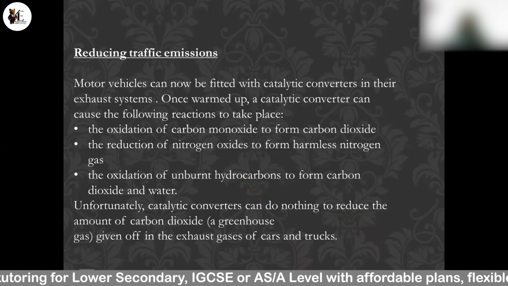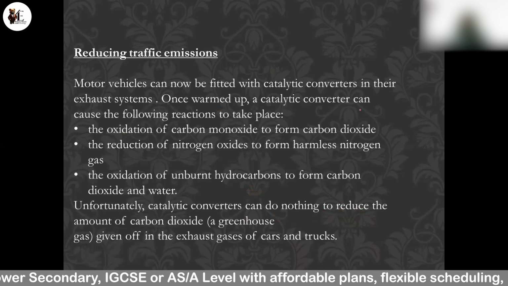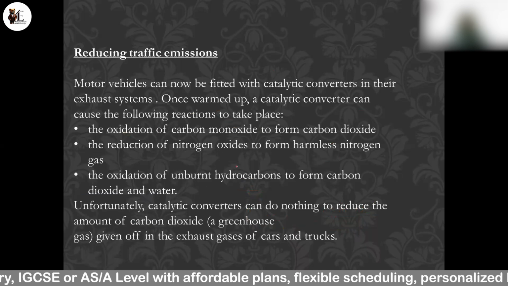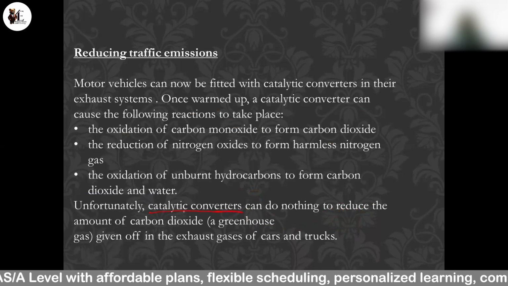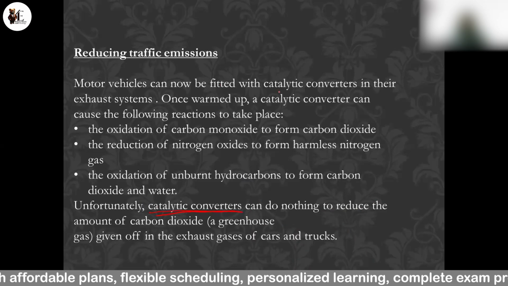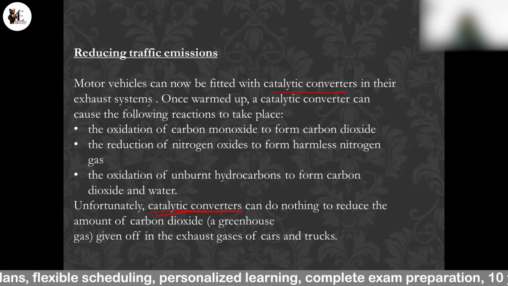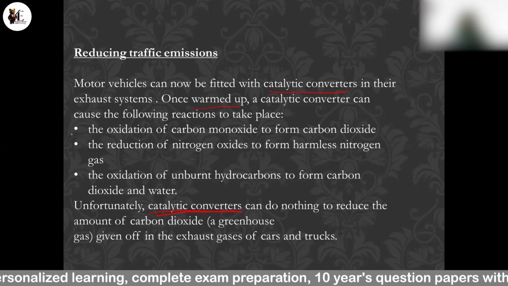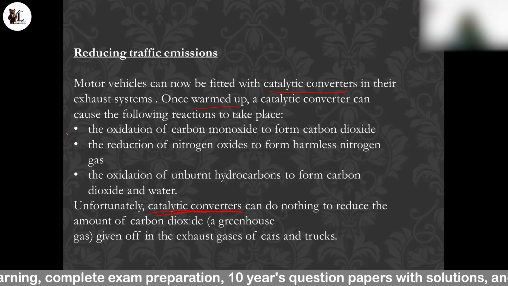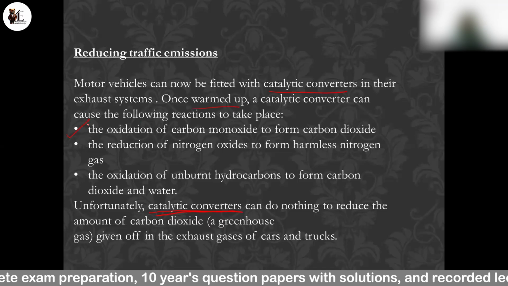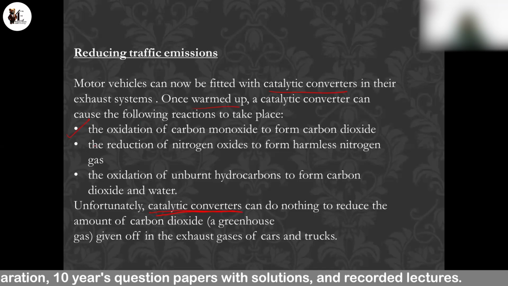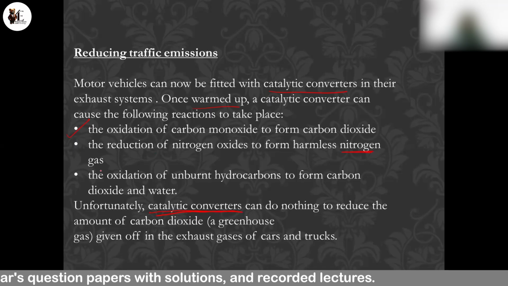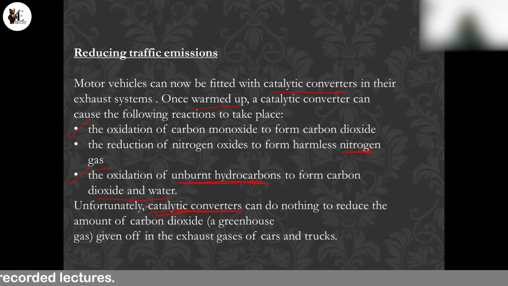Now how can we control them? By reducing traffic emissions. We have studied that we can use catalytic converters, remember, in the nitrogen and sulfur chapter. Motor vehicles can now be fitted with catalytic converters in their exhaust system. Once warmed up, the catalytic converter can cause the following reactions to take place. What does the catalytic converter do? Oxidation of carbon monoxide to carbon dioxide, reduction of nitrogen oxide to form harmless nitrogen gas, and the oxidation of unburned hydrocarbons, that is volatile organic compounds, to form carbon dioxide and water.